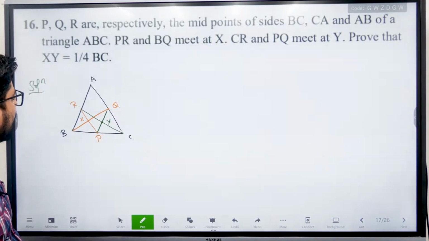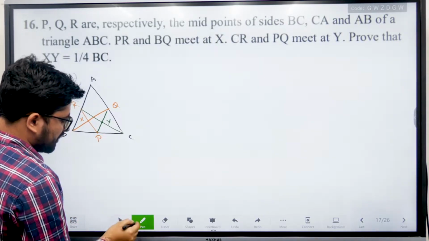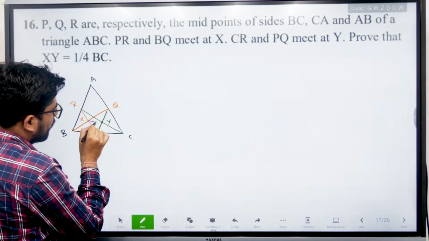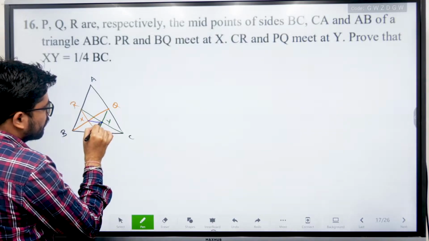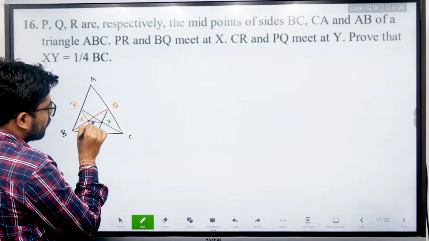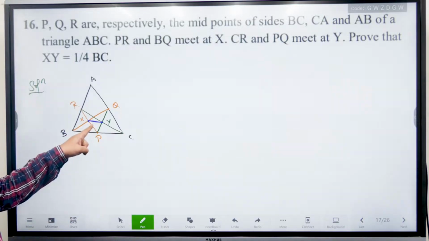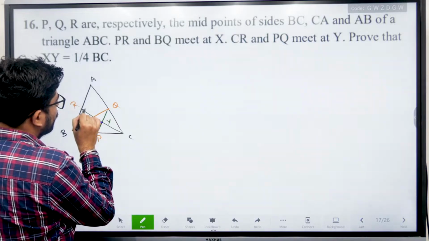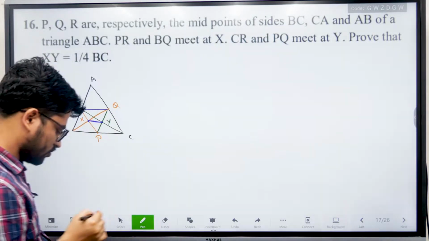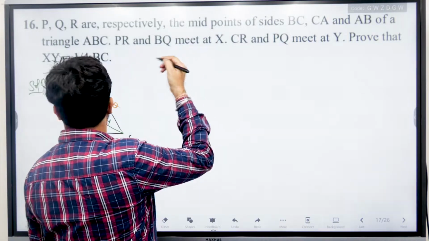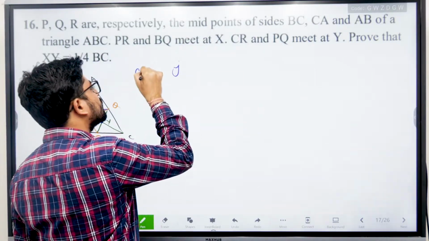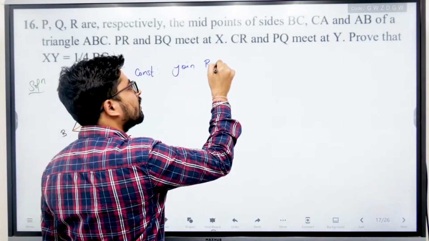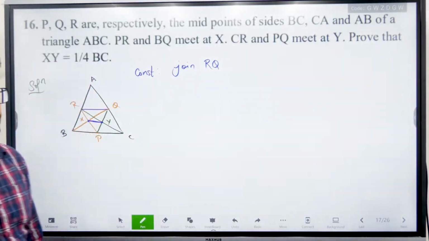We have to prove that XY is equal to 1 by 4 times BC. XY is this one. This XY is 1 by 4 times this BC. You have to prove this thing. So now join R and Q. First step is construction: join R, Q.